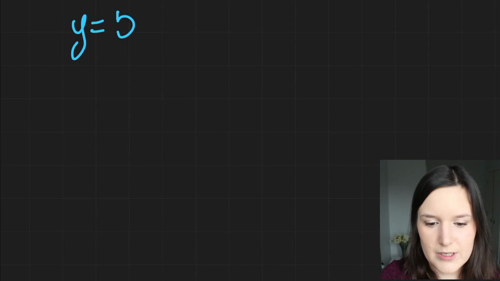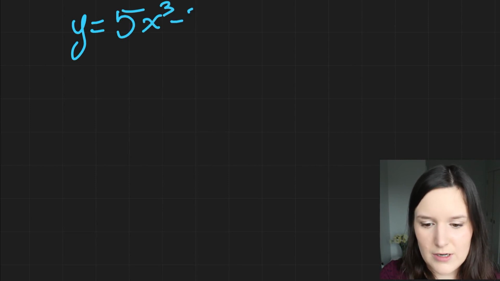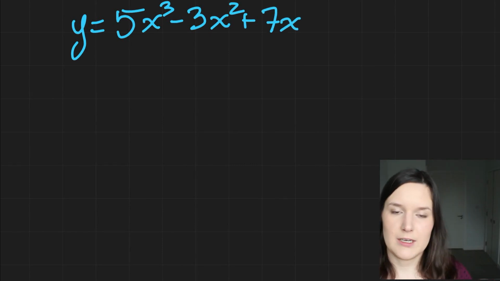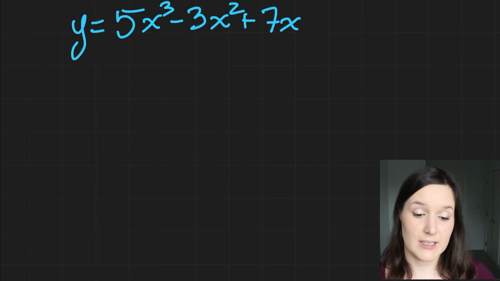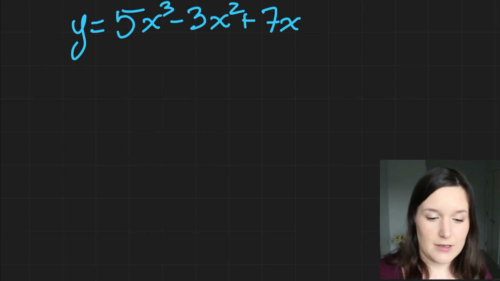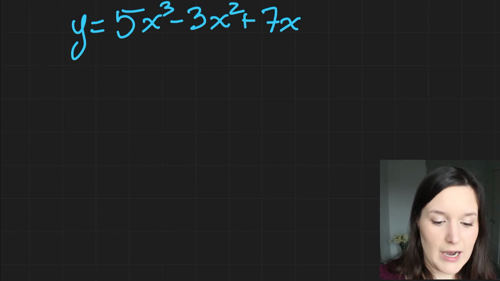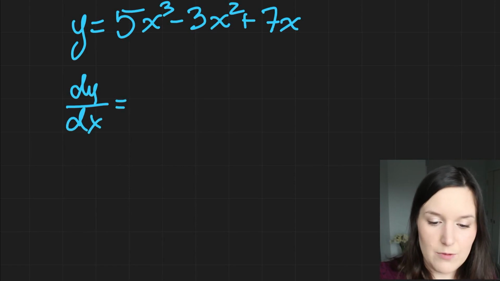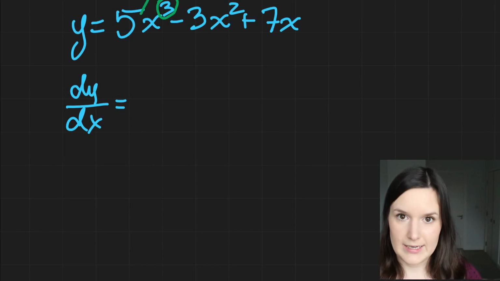Let's say 5x cubed minus 3x squared plus 7x. Okay, took me a while, but that's my example. That's my final decision. Now, let's just use the power rule as usual. So I want to take my power and put it in front of x.